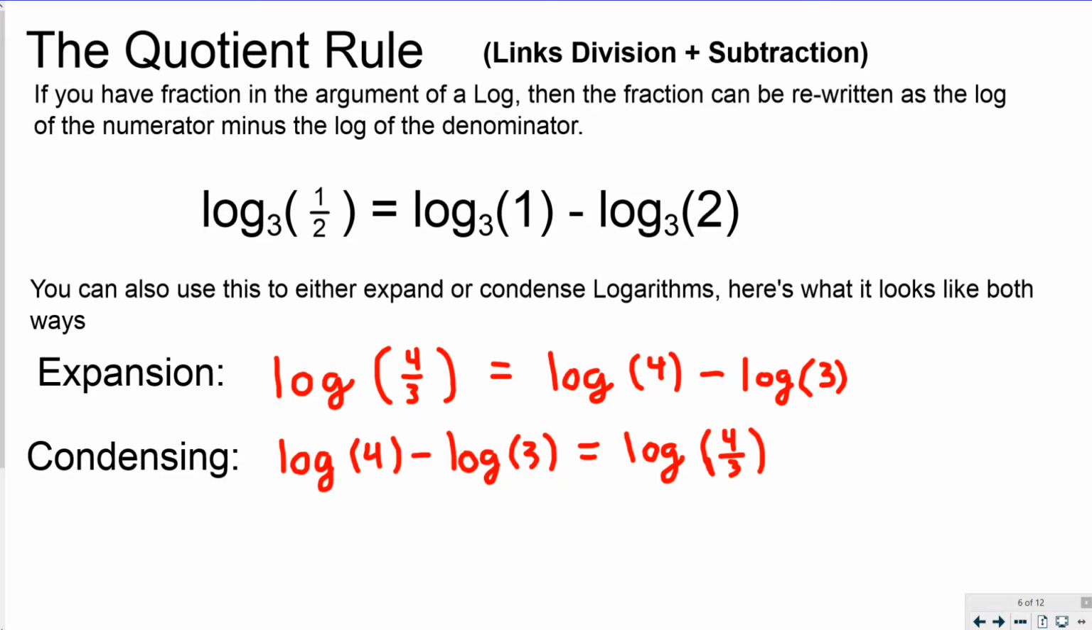The next rule is the quotient rule, and this links division and subtraction. If you noticed earlier, the product rule links addition and multiplication. This one links division and subtraction. If you have a fraction in the argument of a log, then the fraction can be rewritten as the log of the numerator minus the log of the denominator. So the example here is the log base 3 of 1/2 is really equal to the log base 3 of 1 minus the log base 3 of 2.